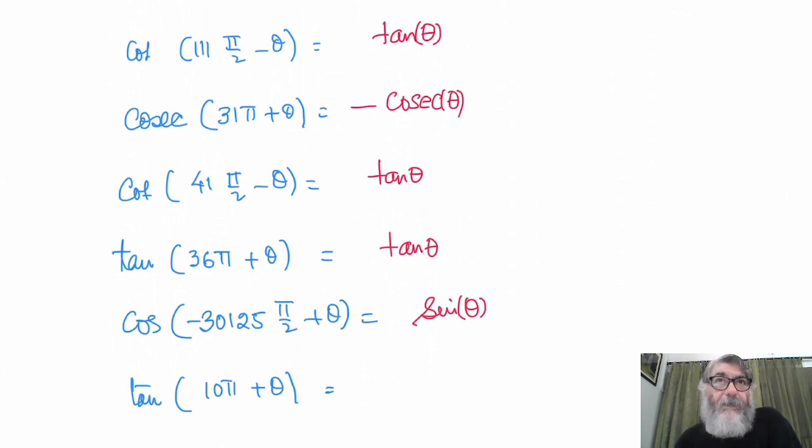Then tan of pi plus theta. Again, it is an even multiple of pi, so it will fall along OX, pi plus theta, first quadrant, tan will remain tan theta.